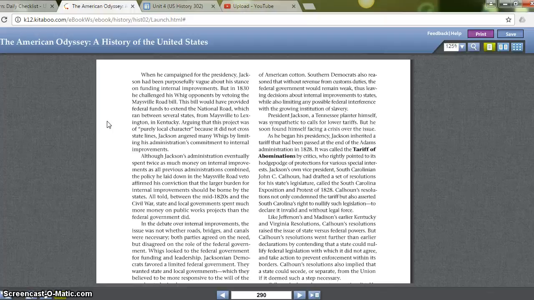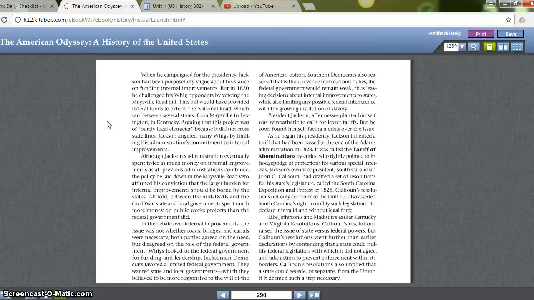Arguing that this project was of purely local character because it did not cross state lines, Jackson angered many Whigs by limiting his administration's commitment to internal improvements. Although Jackson's administration eventually spent twice as much money on internal improvements as all previous administrations combined, the policy he laid down in the Maysville Road veto affirmed his conviction that the larger burden for internal improvements should be borne by the states.